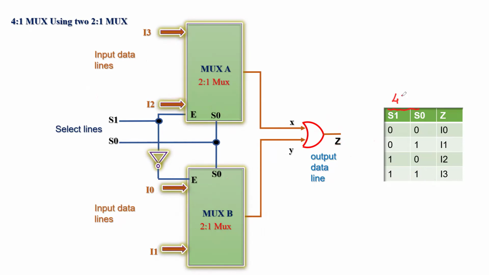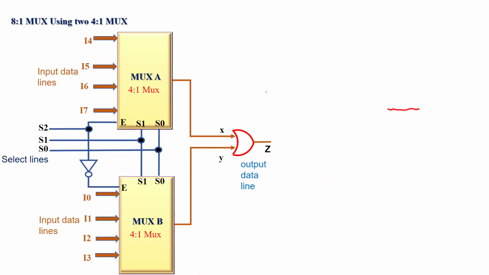So this is basically the truth table for 4:1 MUX, where you've got two select lines, one output data line, and four input data lines. So this is how you have constructed 4:1 MUX using 2:1 MUX. Now, have a look at this architecture or this schematic. The assignment here is you got to create 8:1 MUX using two 4:1 MUX. So it is very similar to the previous slide.